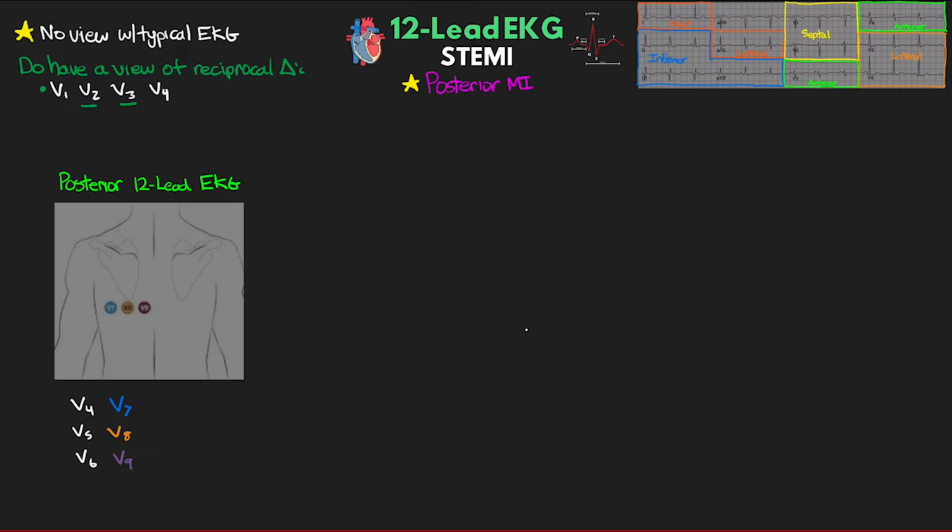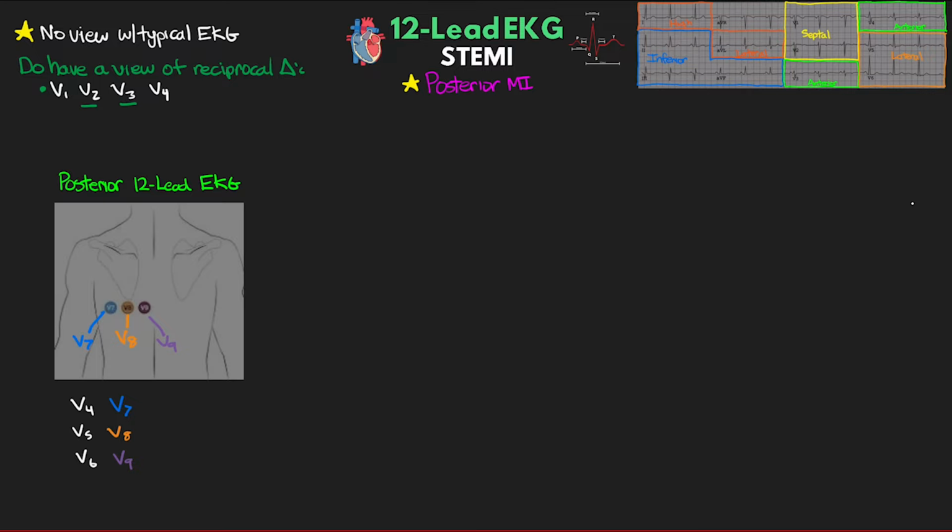To place these, V8 is going to be mid-scapular line, the fifth intercostal space, with us then placing V7 on the patient's left along the axillary line, same fifth intercostal space and same horizontal plane as V8, and then V9 is going to be placed to the right of V8 along the spinal border. Again, fifth intercostal space, same horizontal plane as the other two.